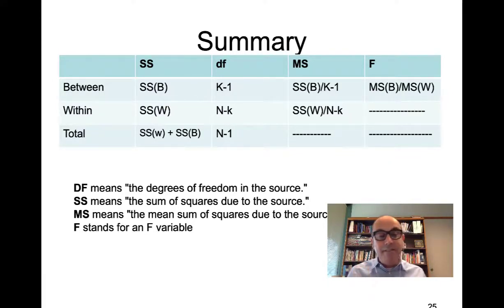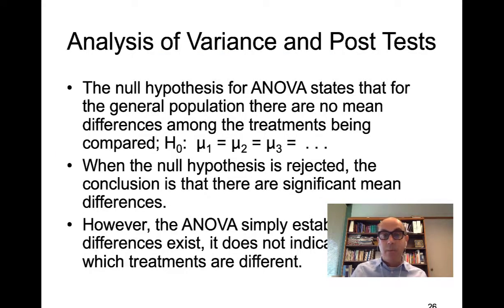DF is the degrees of freedom for the source. SS is the sum of squares for the source. MS is the mean sum of squares for the source. And F stands for the F value.